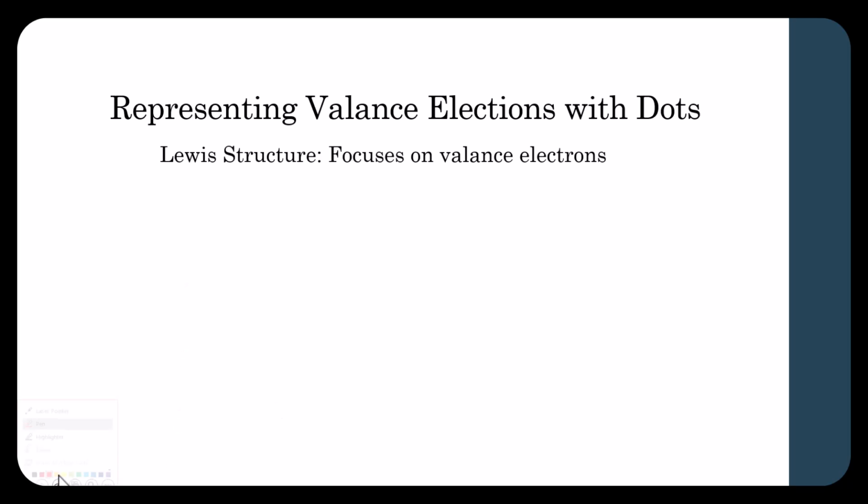So let's take a look at an example. Let's take a look at the element oxygen. Looking at the periodic table, we see that oxygen is in group 16 or 6A. It has 6 valence electrons. So we're going to write those valence electrons around the oxygen atom. What I like to think is there's an imaginary box around each of these atoms, and on each side of that imaginary box, it can hold up to 2 electrons.